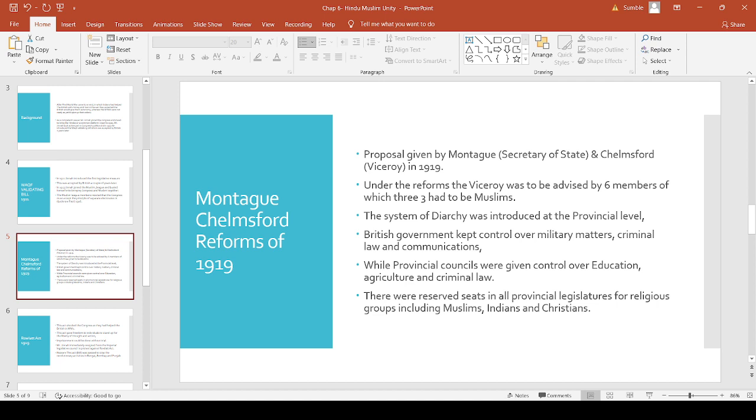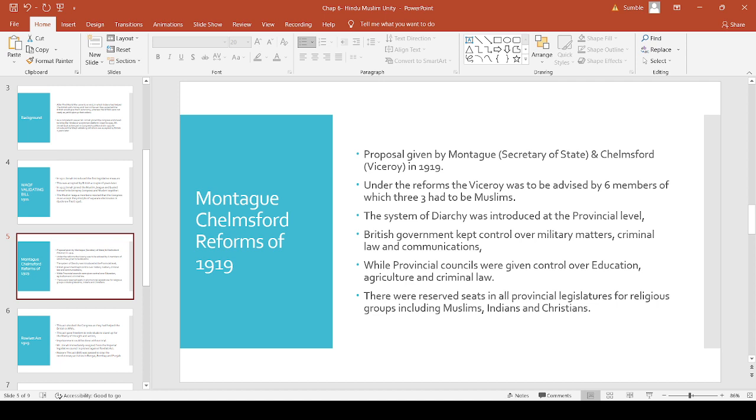Now let's understand what diarchy is. Diarchy is essentially a style of government in which the power was divided between the Indians and the British. But this was done only at the provincial level.